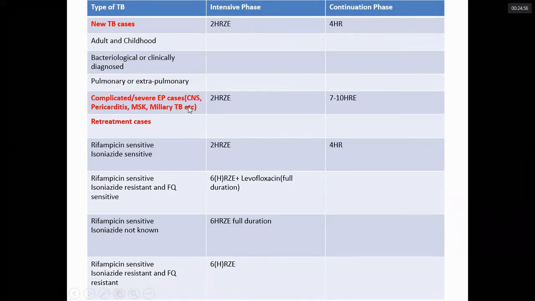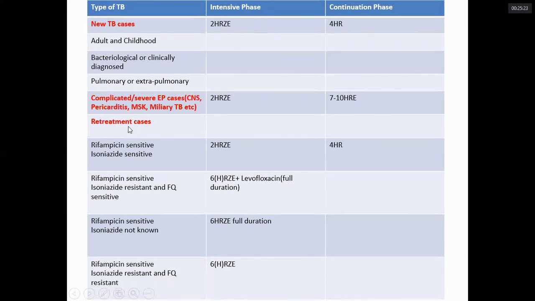And the complicated cases are usually systemic cases. But as you have already seen, there can be skin tuberculosis in miliary tuberculosis also. So for these cases, we give 2 HRZE and 7 to 10 HRE. Right? This 7 to 10 months of HRE is given according to clinical improvement.